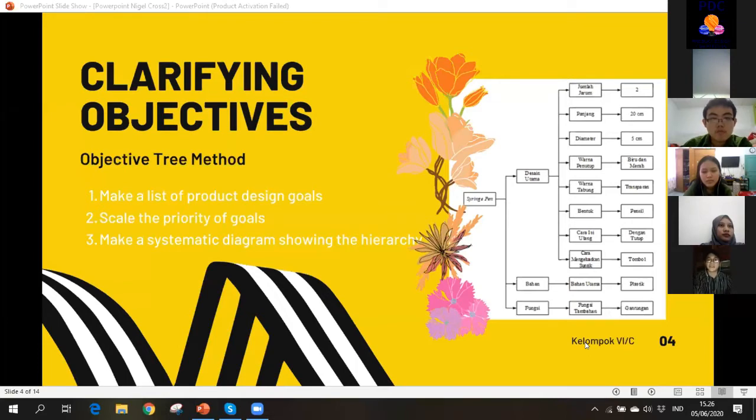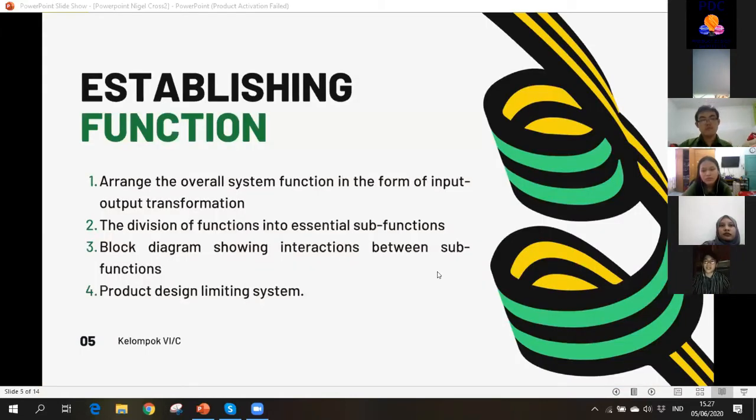And here are the steps. The first step is to make a list of product design goals. The second, scale the priority of goals. And the third one is to make a systematic diagram showing the hierarchy. As we can see in the example on the right side, the syringe pen is divided into main design, material, and function. And later they are divided again into much more. That is what we call hierarchy. The next slide is about establishing function and will be presented by our friend, Muhammad Andre Septian.